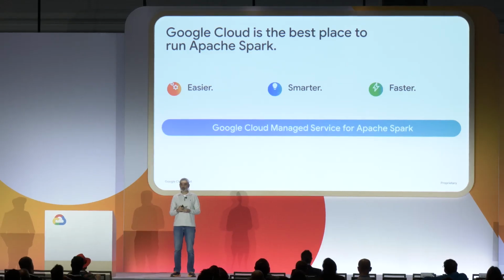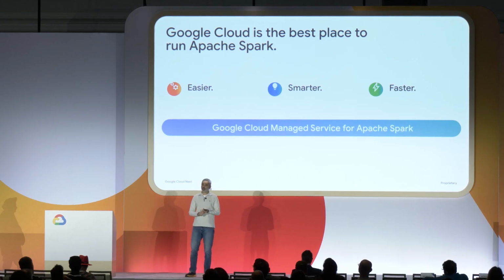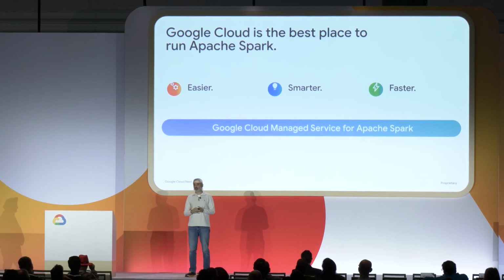Abhishek Modi talked a lot about what we have done to Lightning Engine and all the internals under the hood. The goal is to run Spark as fast as possible, as efficiently as possible, and as easily as possible. Effectively, we are the best place to run Spark. And by the way, the product name to look for going forward is Google Cloud Managed Service for Apache Spark. So with that, thank you for your attention.